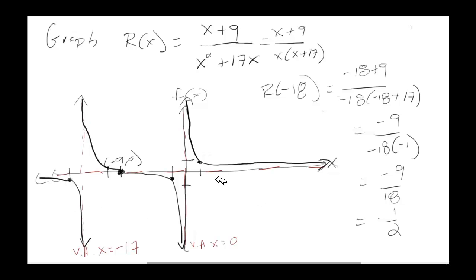Okay, I know it's a lot of steps, but remember, 1, do the domain, 2, find all your asymptotes, 3, do all the intercepts, and then plot enough points so you get the picture. Okay, we're going to take a look at one more example.